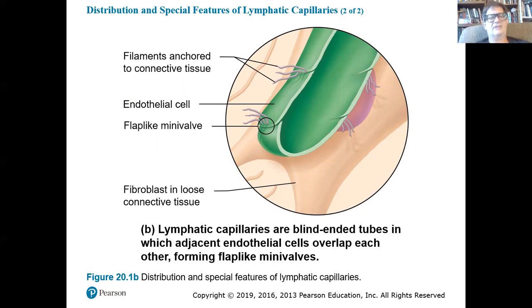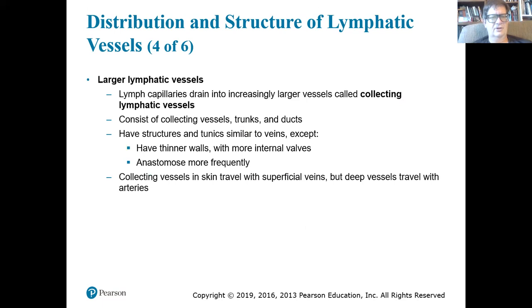All right, so you understand blind tubes, you understand endothelial cells being all there is. You understand they're attached on one side only, and that makes a flap-like mini valve. When we get to bigger lymphatic vessels, it says lymph capillaries drain into increasingly larger vessels called collecting lymph vessels. These are going to be collected into vessels, trunks, ducts. The ducts are really big. You're going to have two ducts, but we'll get to that.